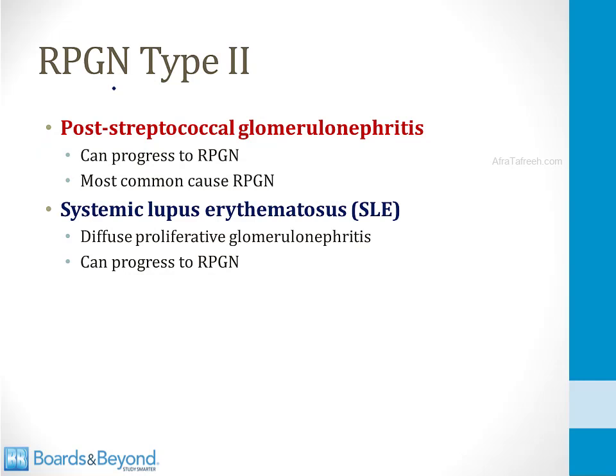This form of RPGN commonly results from immune complex kidney disorders that we have already discussed in this module. For example, patients with post-streptococcal glomerulonephritis can progress to develop crescents in the kidneys and RPGN. And in fact, this is the most common cause of RPGN, progression of post-streptococcal glomerulonephritis. RPGN type 2 can also result from lupus. Diffuse proliferative glomerulonephritis, which we discussed earlier, can progress to the development of crescents in the kidneys, and that will lead to RPGN type 2.